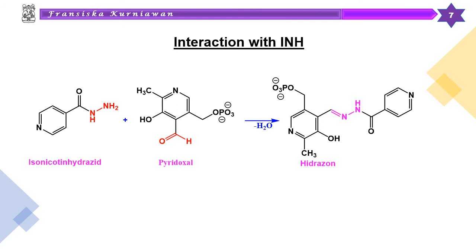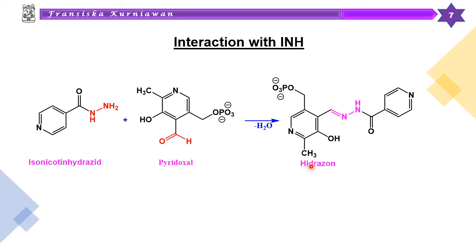The first one is the interaction with the INH, or isonicotinic hydrazide. This is the isonicotinic hydrazide structure, and this is the pyridoxal group. The reactive site is the aldehyde group in here, and in the INH, this one is the most reactive part. So this aldehyde group will interact with this one to make a hydrazone. So this is the structure of the hydrazone.